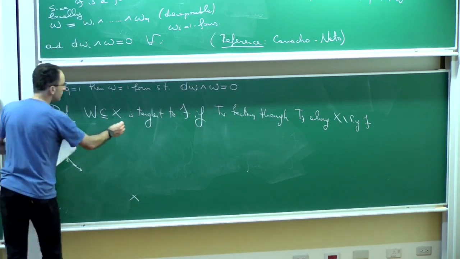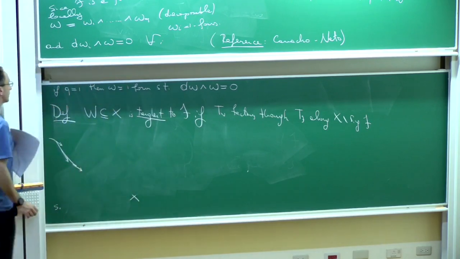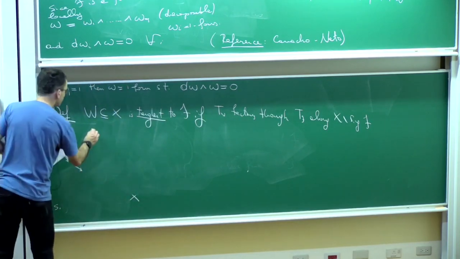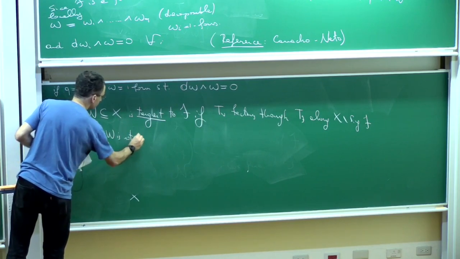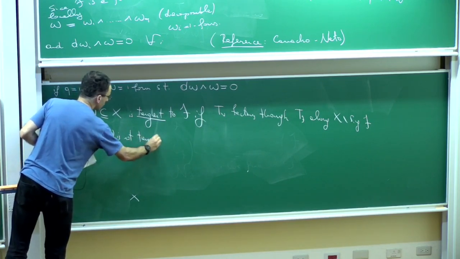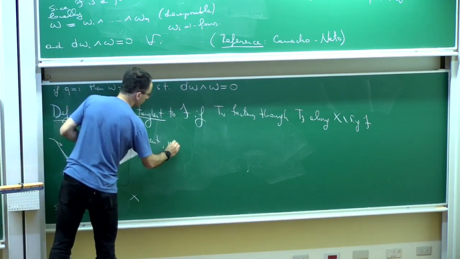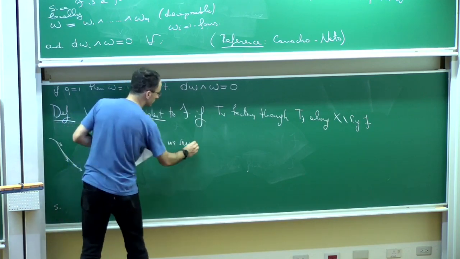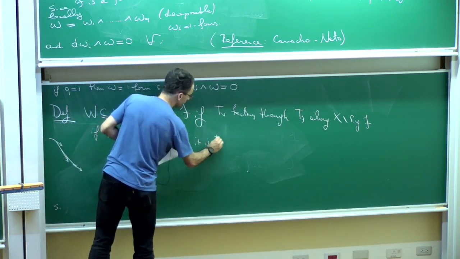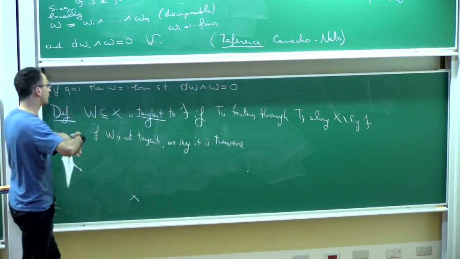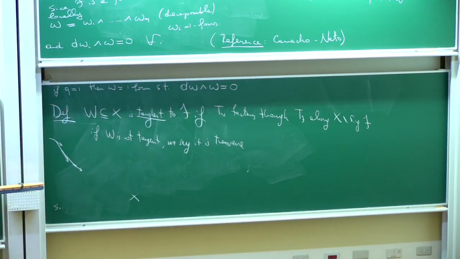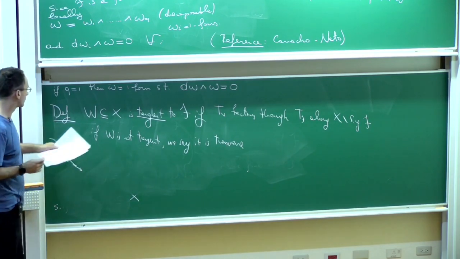Okay, so this is standard. If W is not tangent, we say that it is transverse. Of course, it could be half transverse, half tangent. It could be a surface for which some directions are tangent, but we'll still call it transverse.